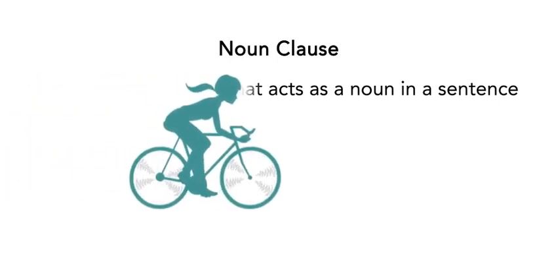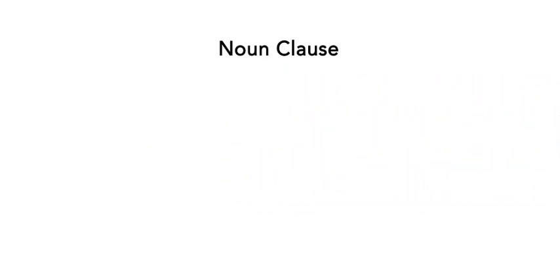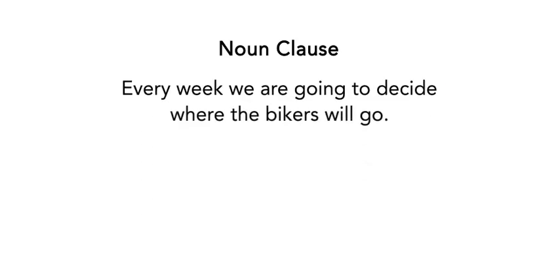An easy way to identify if a clause acts as a noun is to replace it with another noun. For example, in the sentence, every week we are going to decide where the bikers will go, we can try replacing the clause where the bikers will go with the noun the place. Does every week we are going to decide the place make sense? It does. So, where the bikers will go must be a noun clause.